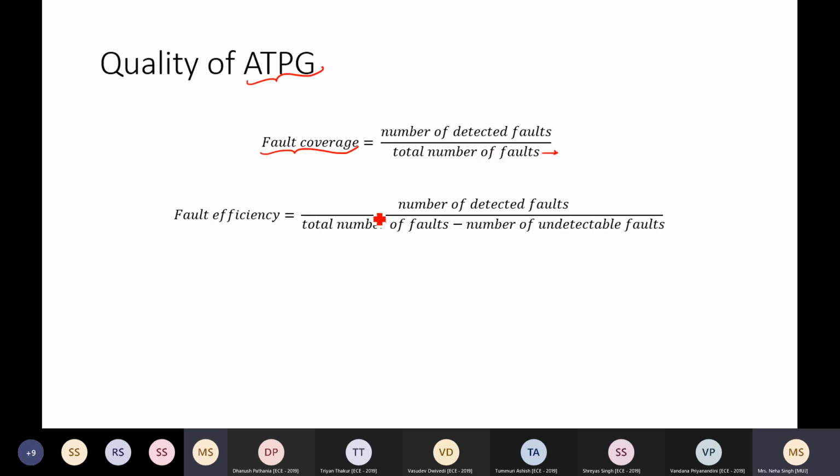Fault efficiency is number of detected fault divided by the total number of faults minus the number of undetected faults. Undetected faults are removed from the fault list, and then we calculate the efficiency. We want the two terms to be as high as possible. Fine. This quality test is applicable for sequential circuits as well.